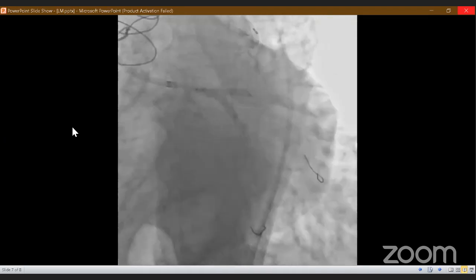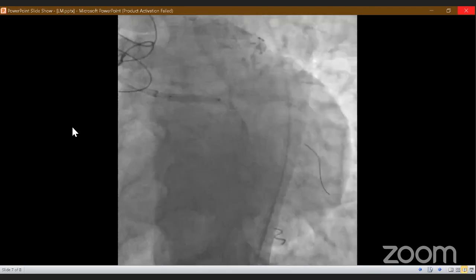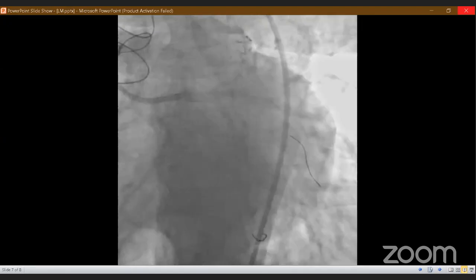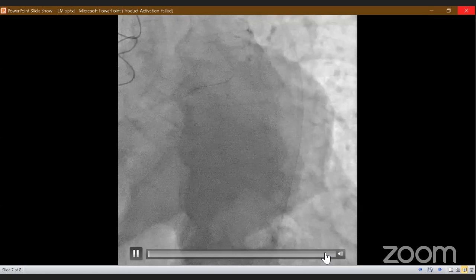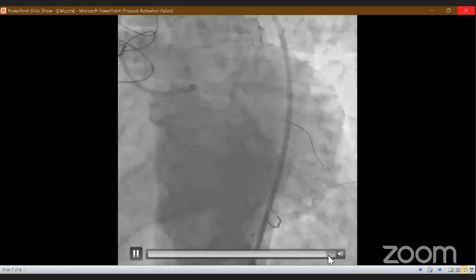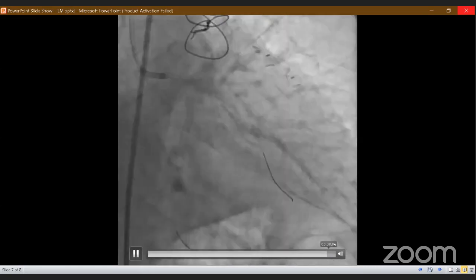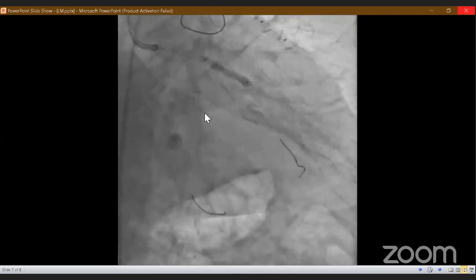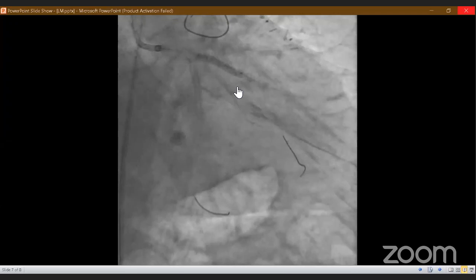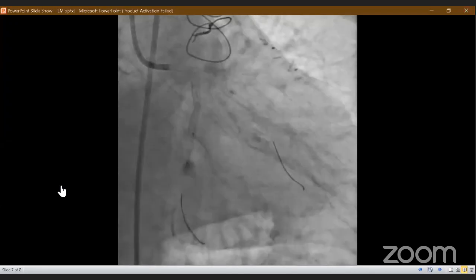Inflation. And then the final pot. Oh, sorry, that was the result. And then we did the post-dilatation of the ramus stent, and that was the final result.